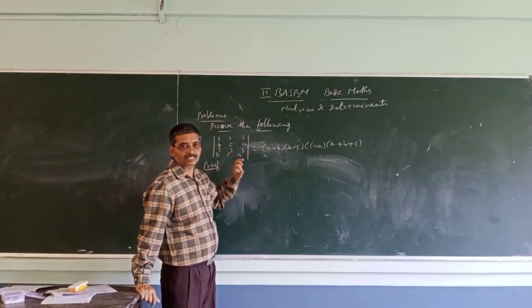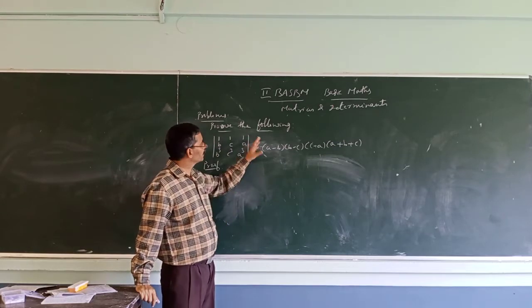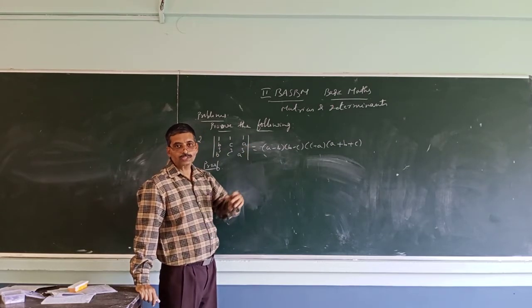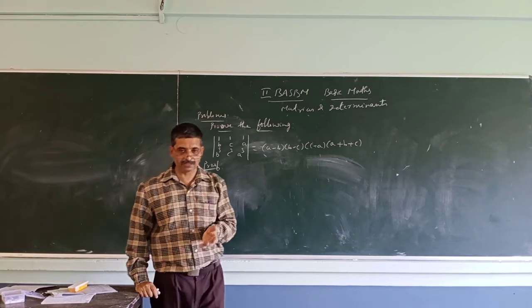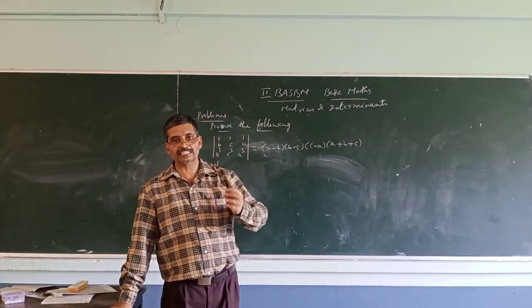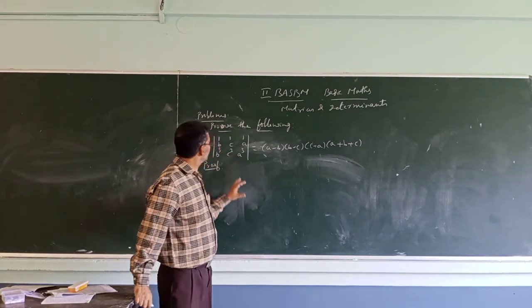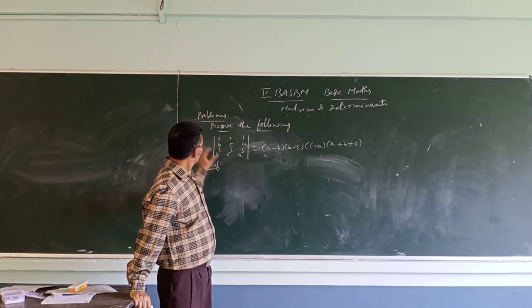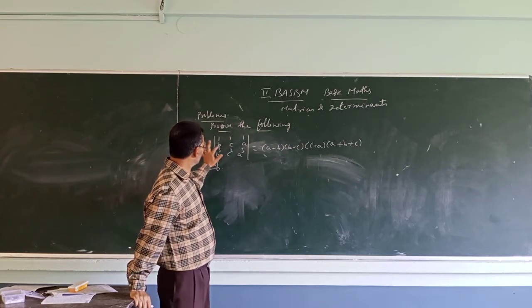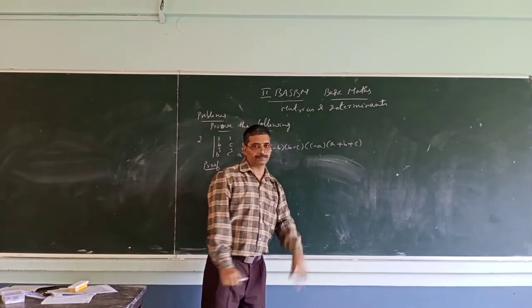In the last class, we proved some problems on determinants. So, using properties of determinants, we are able to simplify the calculation. The calculation is a simple process. Next problem. Prove the following: the determinant with rows 1, 1, 1; a, b, c; a³, b³, c³ equals the right hand side. We have to prove the right hand side.